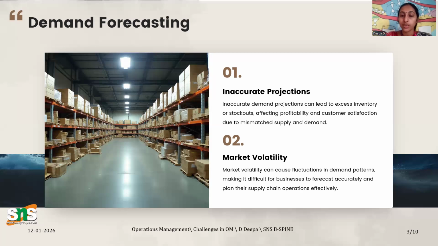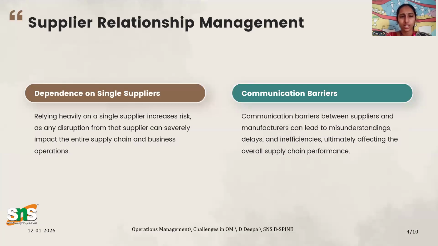Next is market volatility. Market volatility again causes fluctuations in demand patterns, when it is going to increase, when it is going to decrease. It is actually difficult for all businesses to predict or forecast in an accurate way and run the business with smooth operations. It's a difficult thing. And next is supplier relationship management.